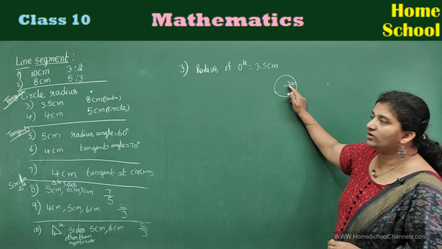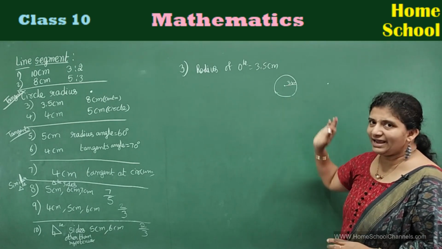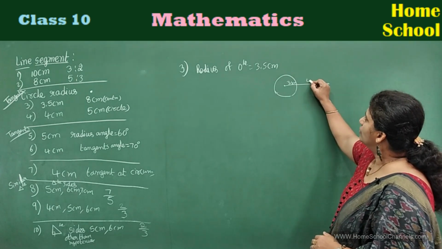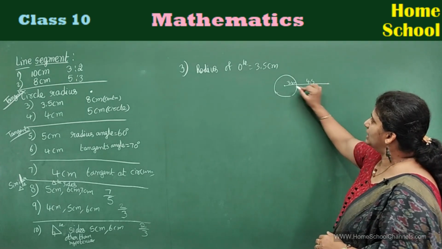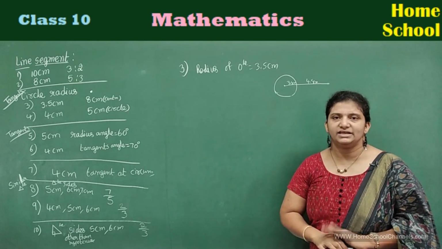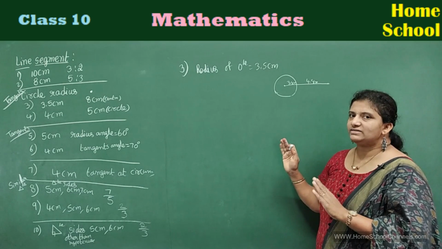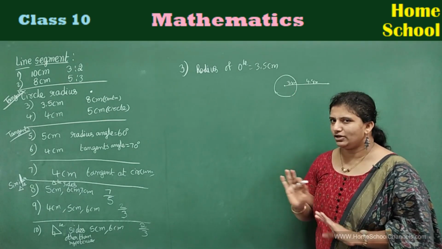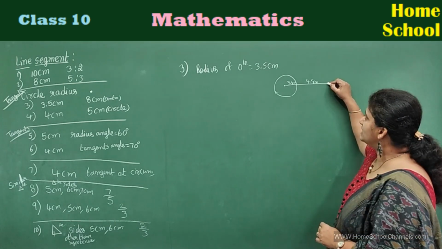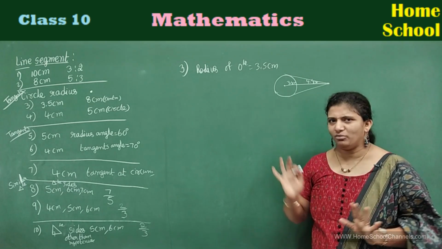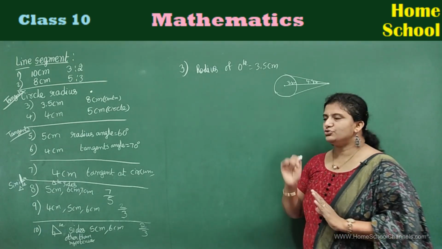So look here, 4.5 plus 3.5 will be 8 centimeters. From here to here is 4.5. That means 3.5 plus 4.5 centimeters will be 8 centimeters. So the external point is 8 centimeters away from the center of the circle. From this point you need to draw the pair of tangents. That is your problem. Okay, let's do the construction.